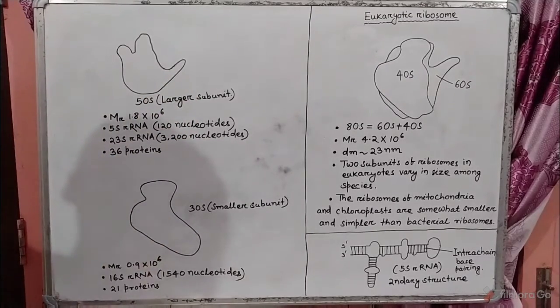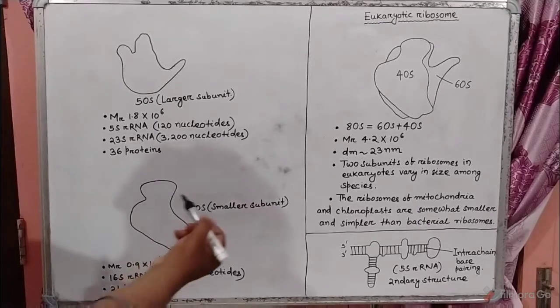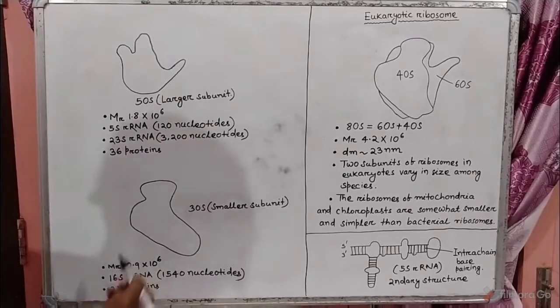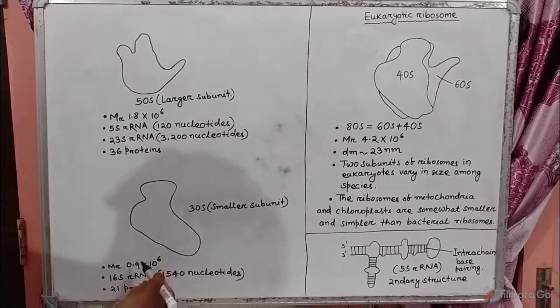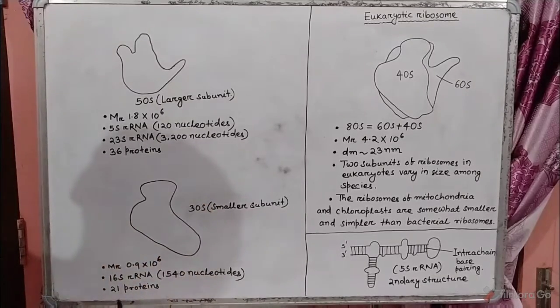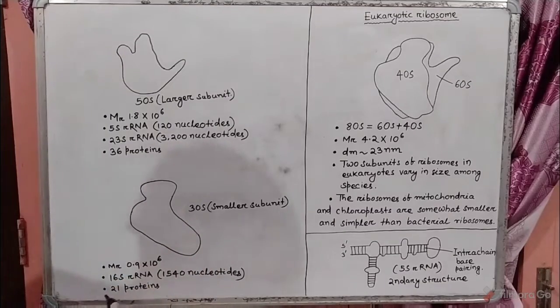This is the structure of the 30S subunit. It is considered the smaller subunit of the 70S ribosome present in the bacteria. The relative molecular mass of the 30S subunit is 0.9 × 10^6. The 16S rRNA present in the 30S subunit has 1,540 nucleotides. The 30S subunit contains 21 proteins.